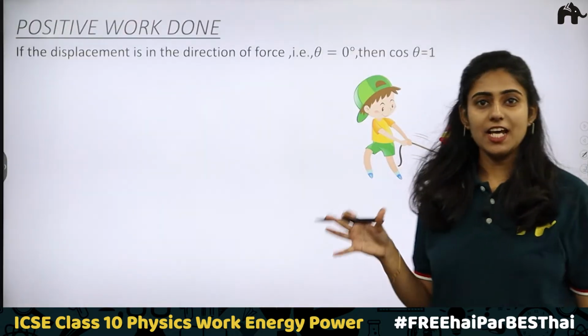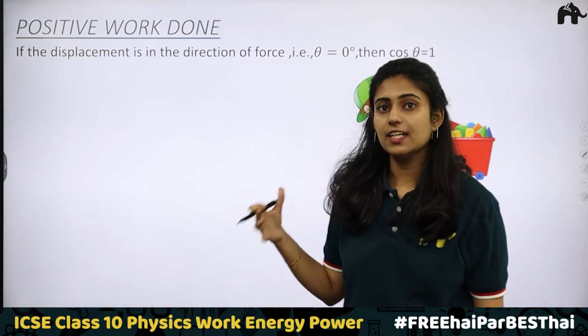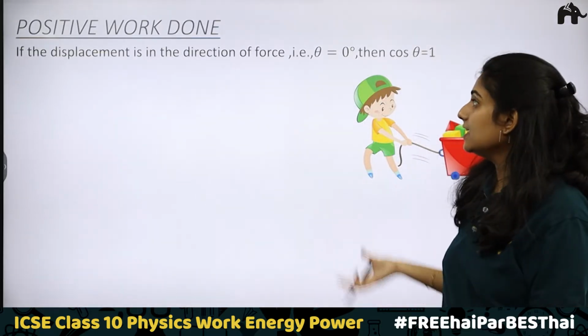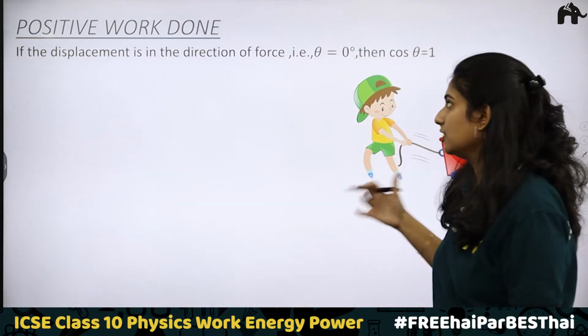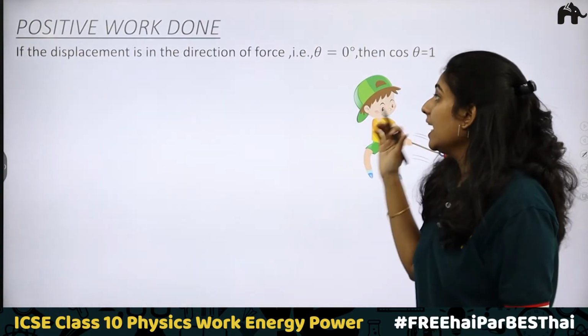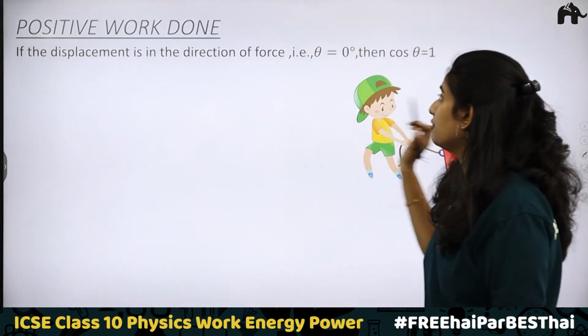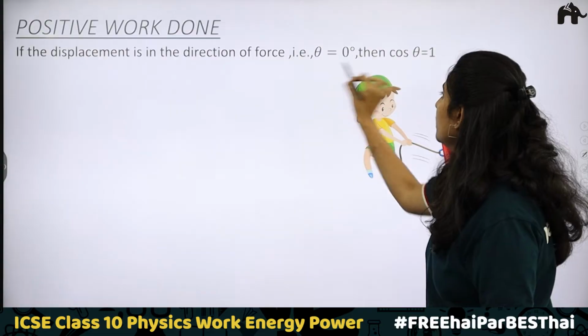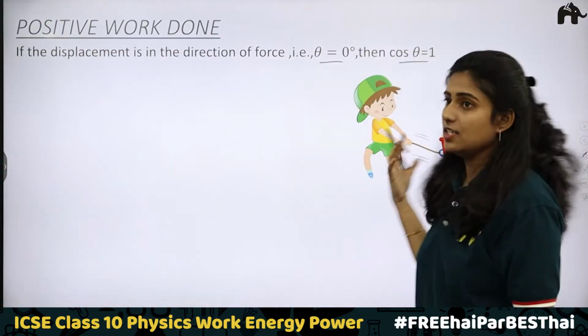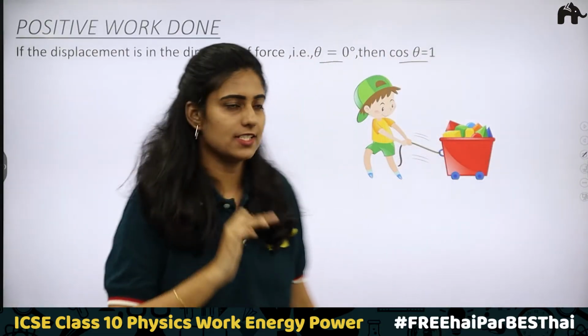There are three types of work done. One is positive work done, second is zero work done, and third is negative work done. Let's see what they are. First is positive work done. If the displacement is in the direction of force, that is theta is equal to 0 degree, then cos theta is equal to 1 and work done will be positive.